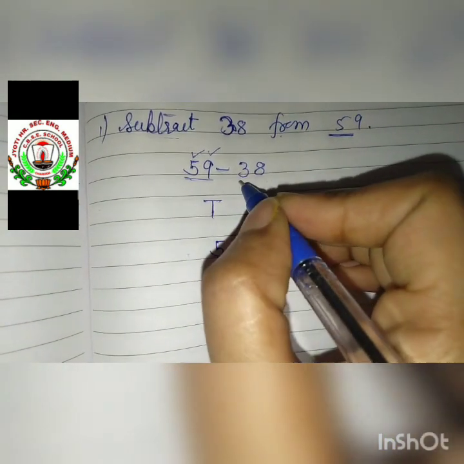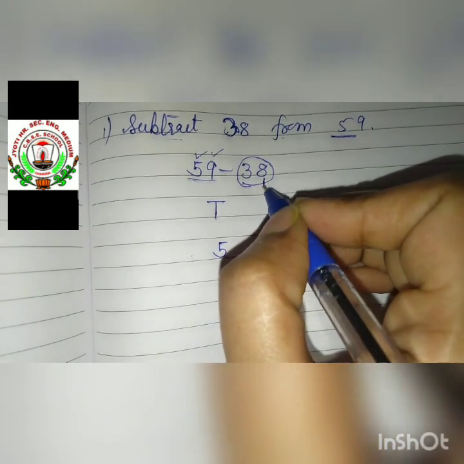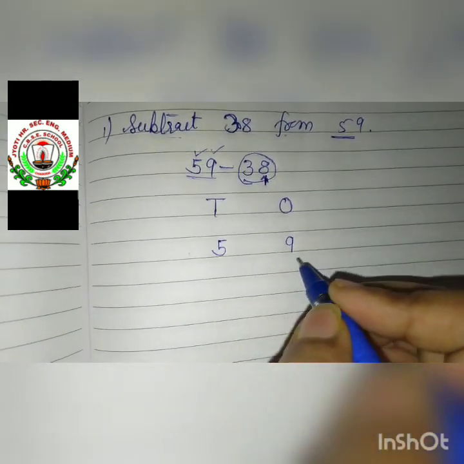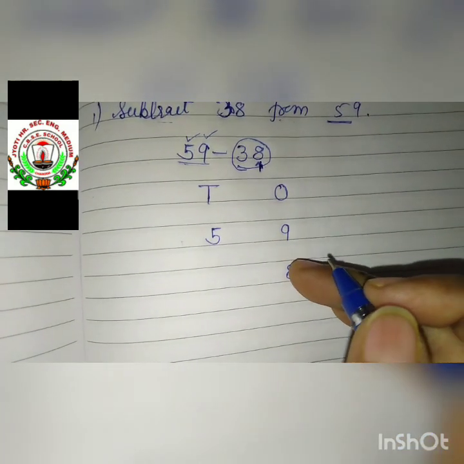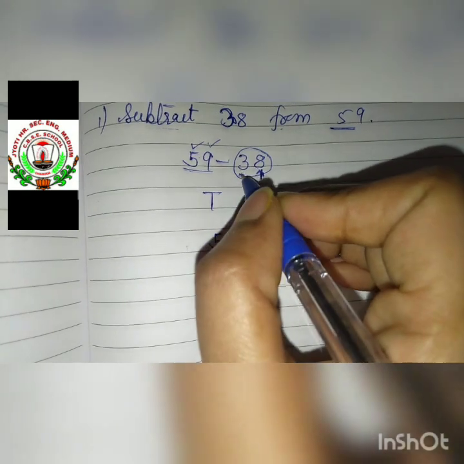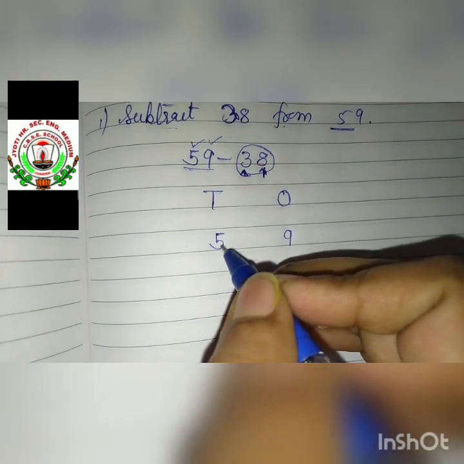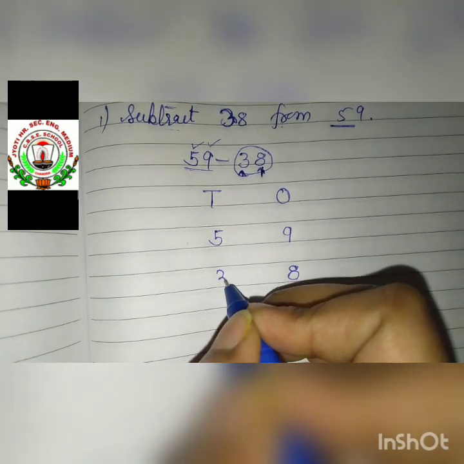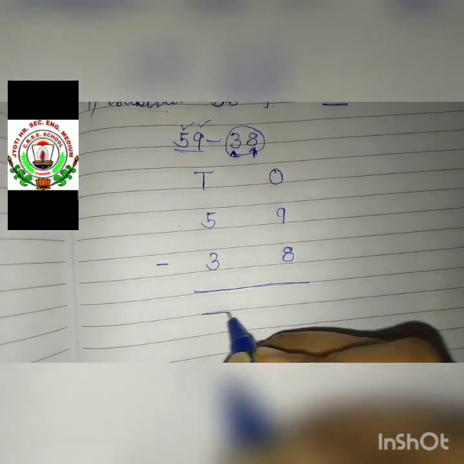Clear? Now we have the second number as 38. Starting from the right side, we have the number 8. This 8 we will write down under the ones column below 9 like this. And the second digit is 3. This 3 we will write down under the tens column below 5 like this. Then we will put the subtraction sign and do the calculation of subtraction.